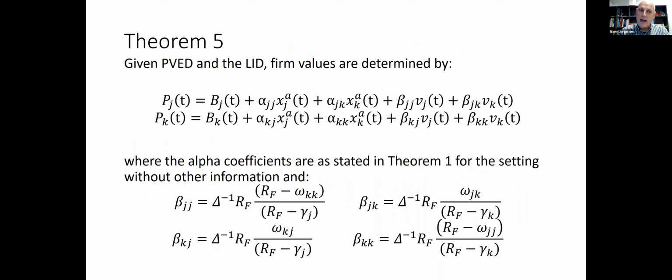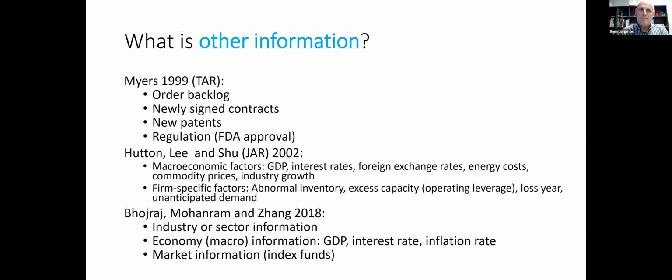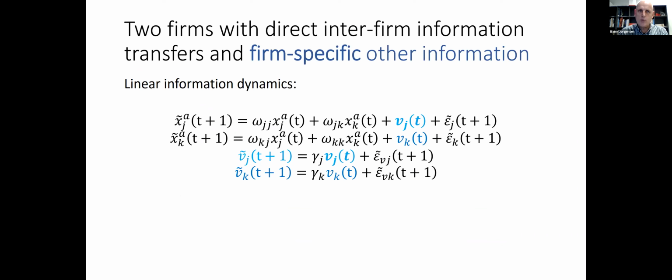And then we find, again, that the weight on abnormal earnings in valuation is the same, whether the information is common or firm specific. But we find that the weight on other information is different for the two sources of information. Okay, thank you. Then now that we've solved that issue with firm-specific other information, we've derived the valuation formula with two firms.